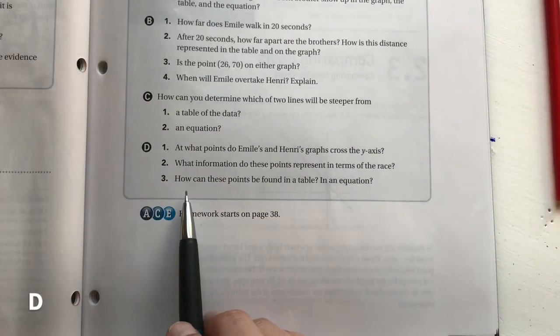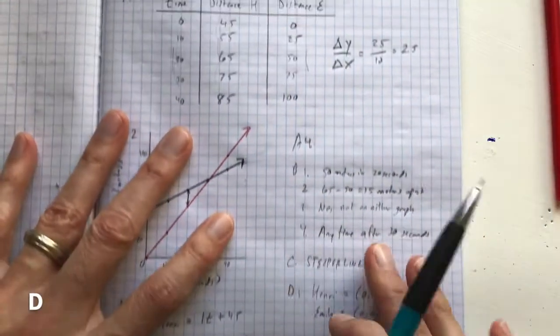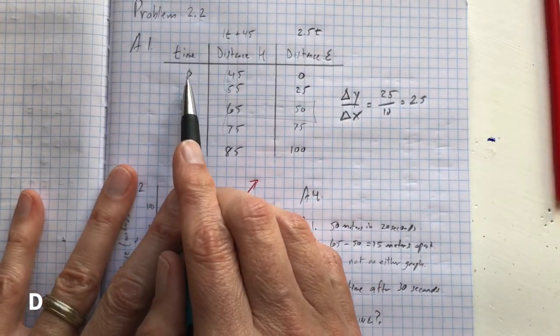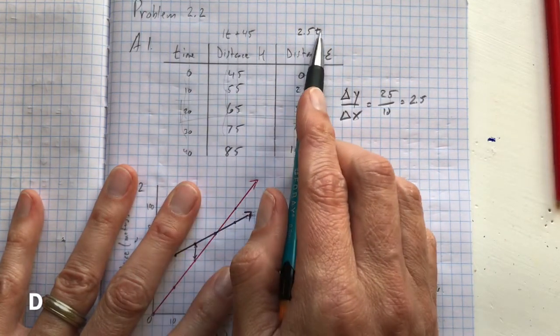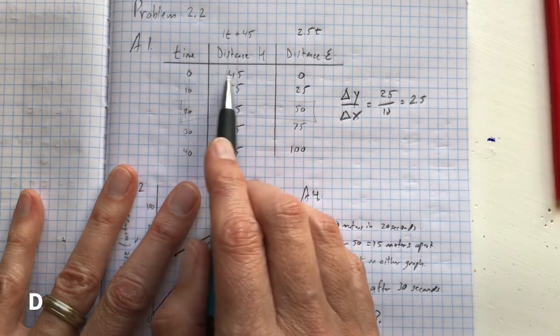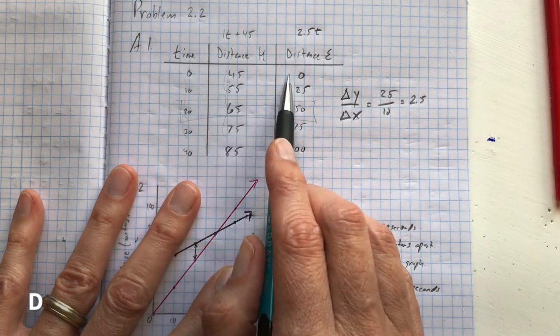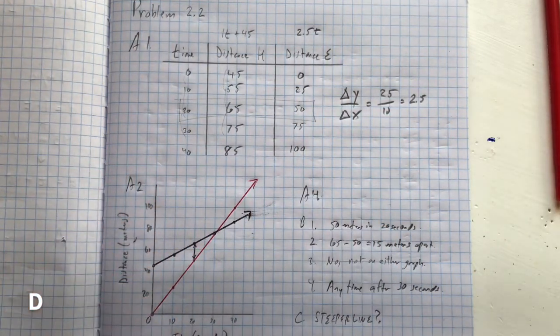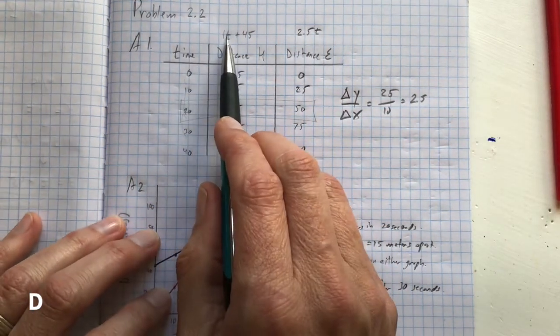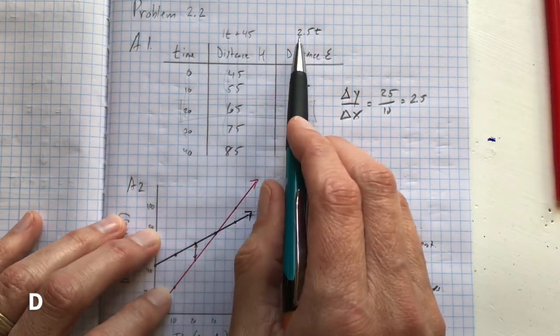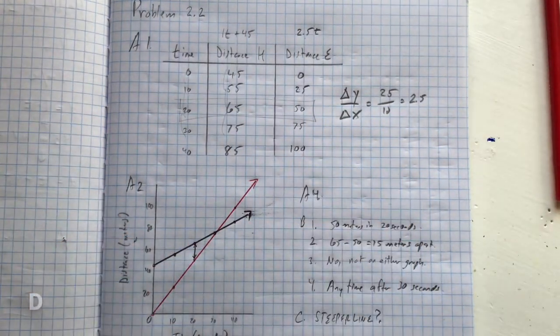Number 3, how can these points be found in the table and equation? Well, right here, we would find them by plugging 0 in for our time and working through that. In this case, you can see that 0, 45 and 0, 0. And then for our equation, the same exact work would be if we plugged 0 in for t and do the math, you would see both of those.